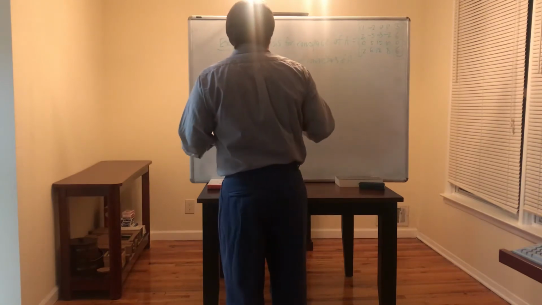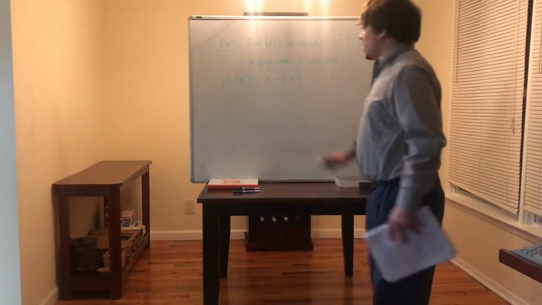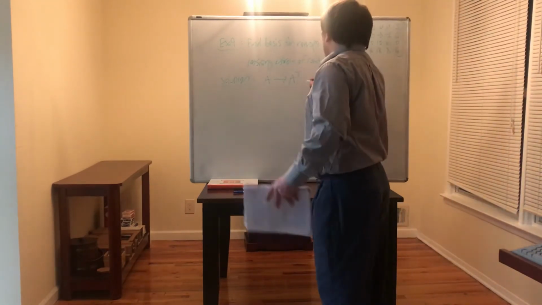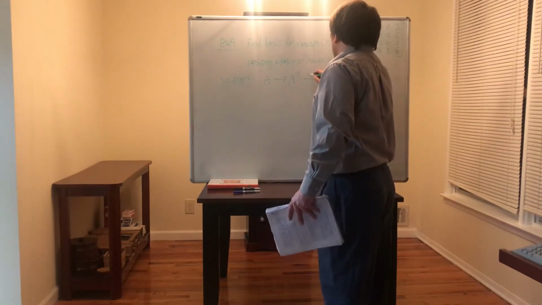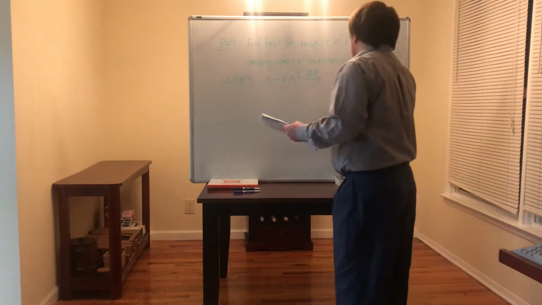Okay. So if we start with A and we take its transpose, and then we take that transpose and get it to row echelon form using only elementary row operations, we obtain this matrix.